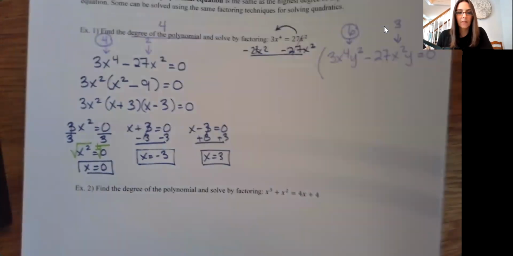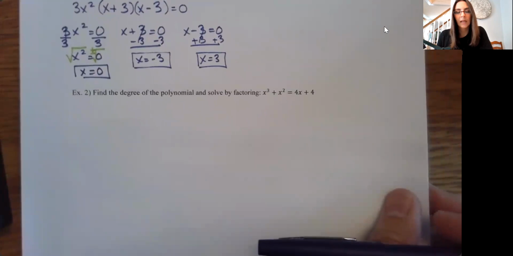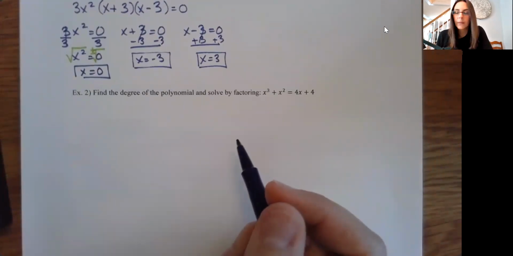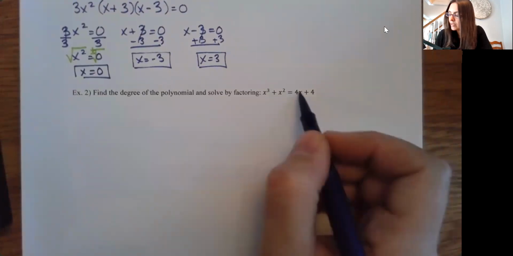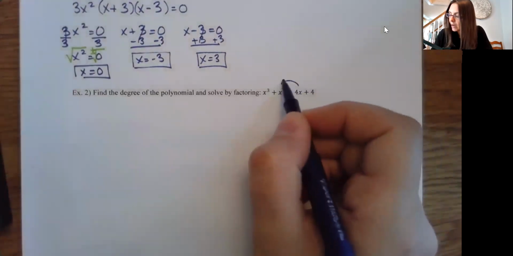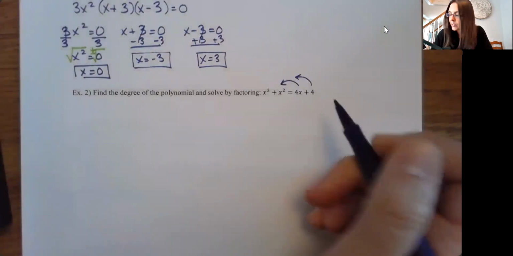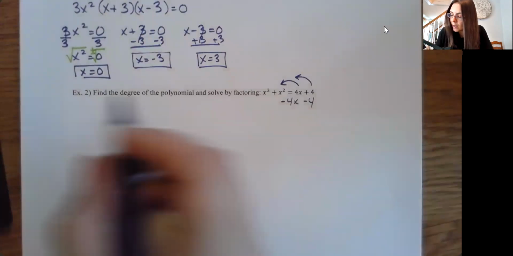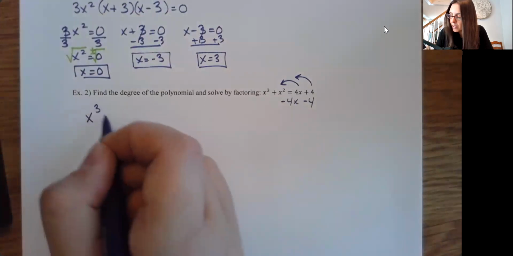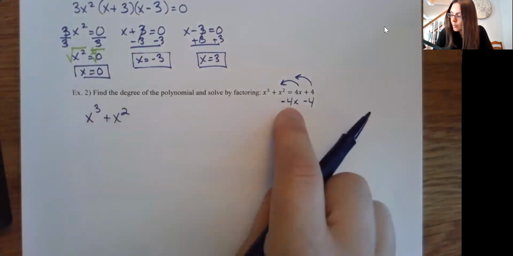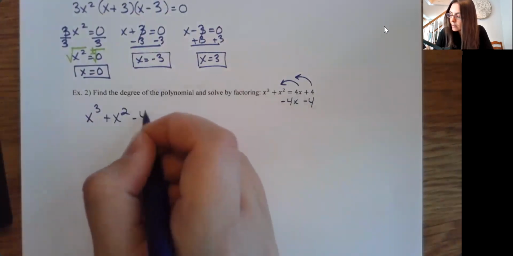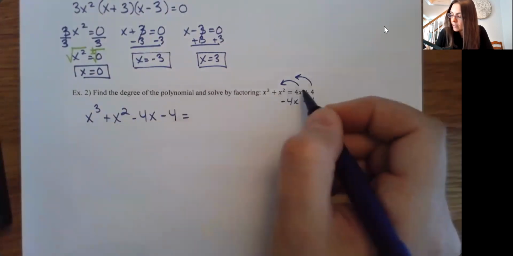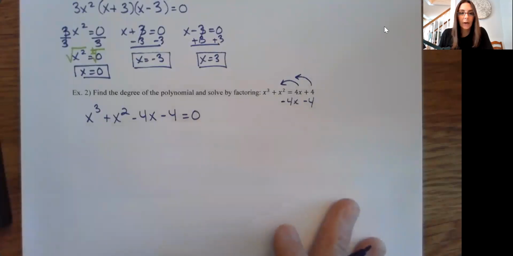All right, let's try another one. Okay, so same idea. We're going to find the degree and also solve by factoring here. So first thing I'm going to do is put this in standard form. So I need to bring the 4x over and the 4 over. And if it's positive over here, it's going to be a negative on the other side. So this becomes x cubed plus x squared. Now I'm subtracting this on both sides. So minus 4x, subtracting this on both sides, minus 4. And then you'll cancel them on the right to get that equal 0.